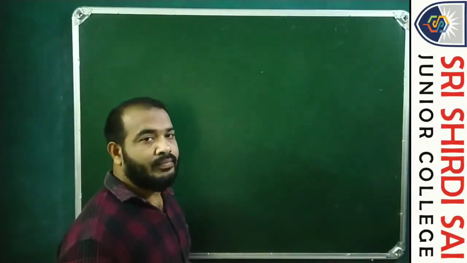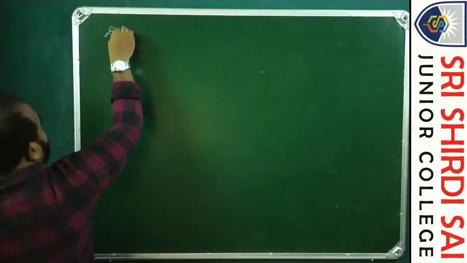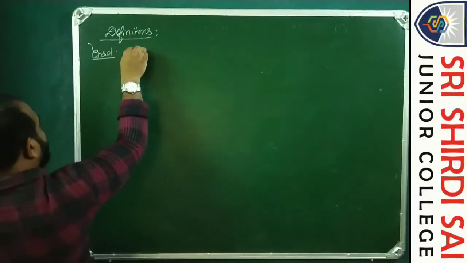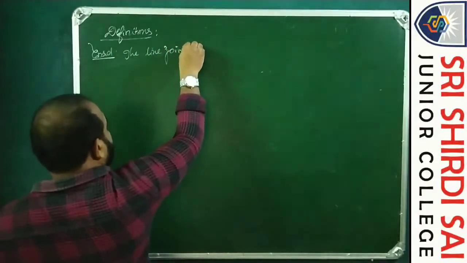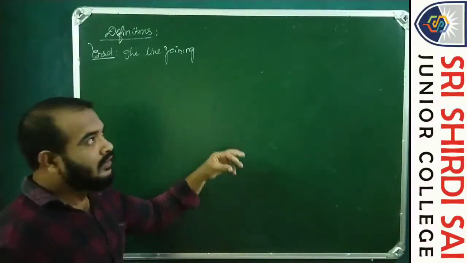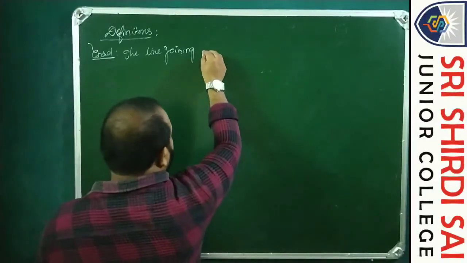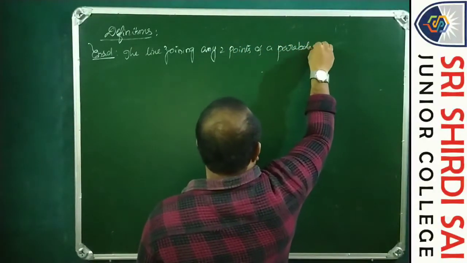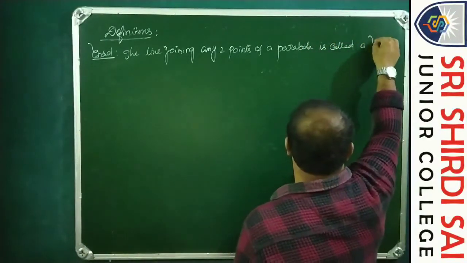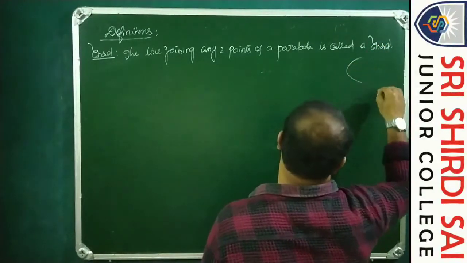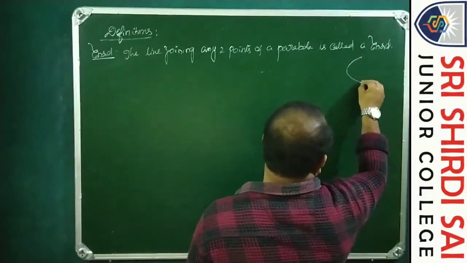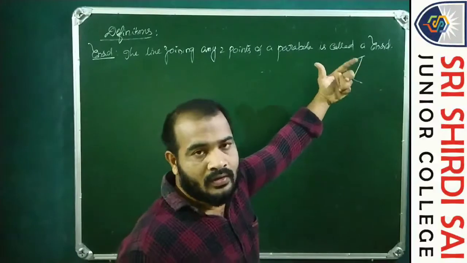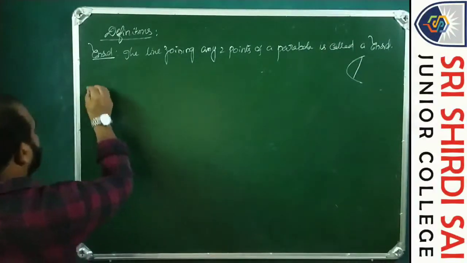Let us discuss some definitions of a parabola. First of all, chord. The line joining any two points of a parabola is called a chord. In conic sections also we have discussed all of them, but once again let us see this. That means this is the parabola, and the line joining these two points of the parabola is called the chord.